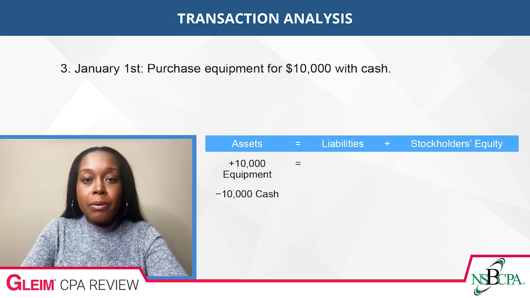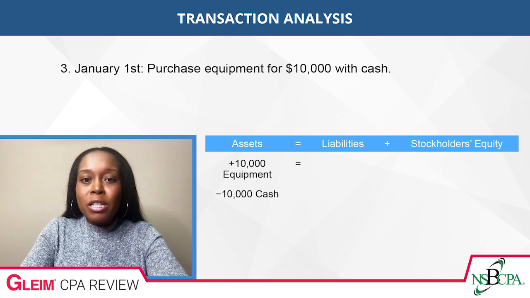In number 3, on January 1st, we purchased $10,000 of equipment with cash. This transaction will only affect or impact the left side, the asset side, of the basic accounting equation. We increase the asset equipment and decrease the asset cash. Notice how the net effect is 0 on the left side and 0 on the right side. So the accounting equation is still in balance.